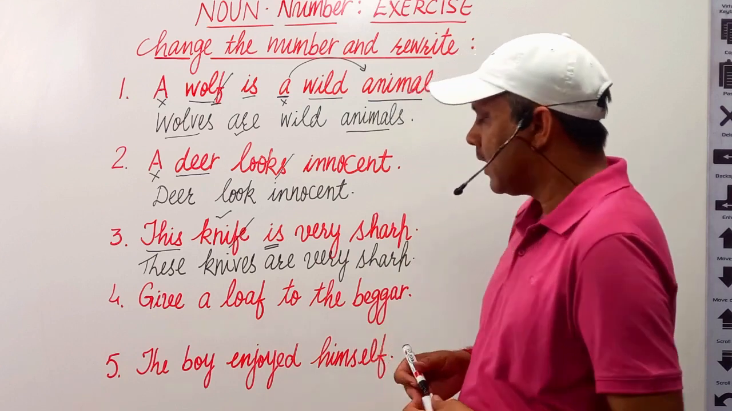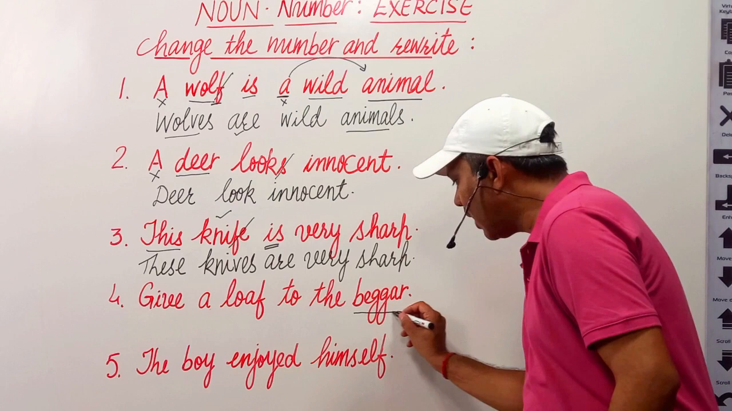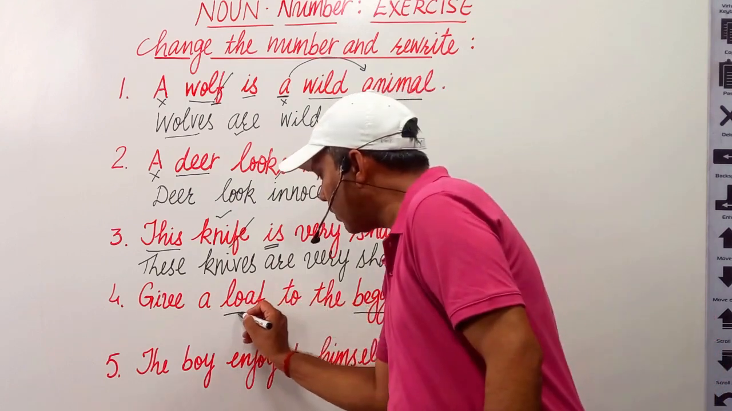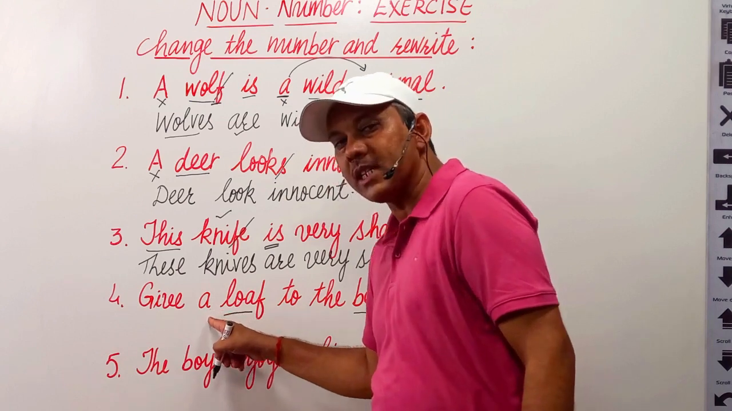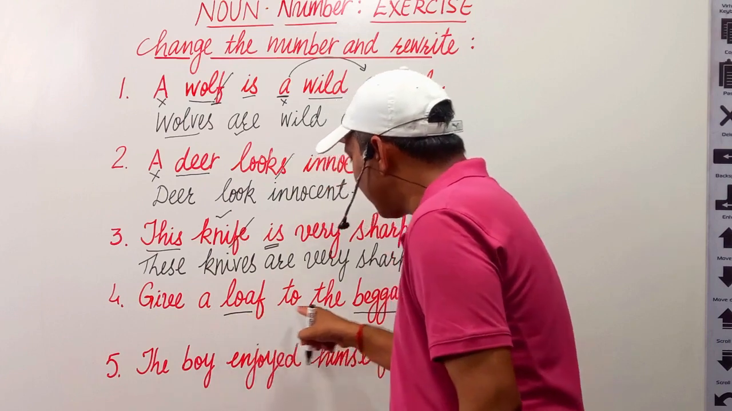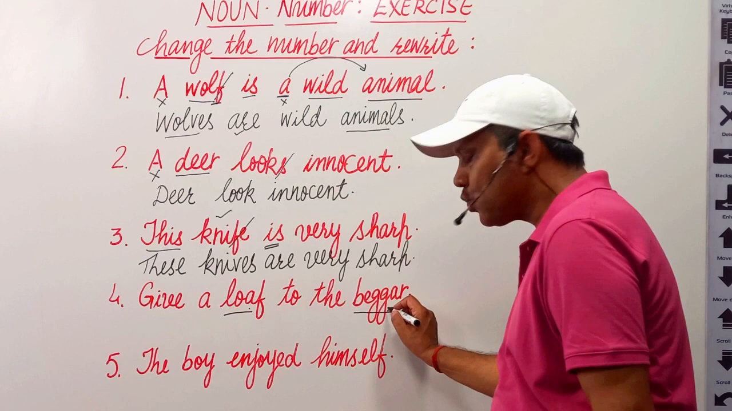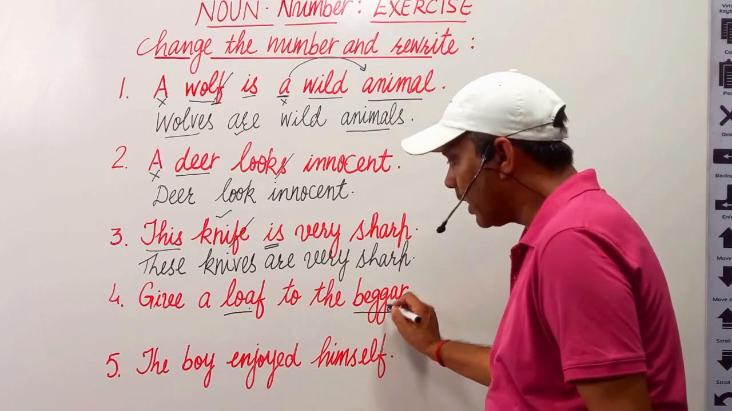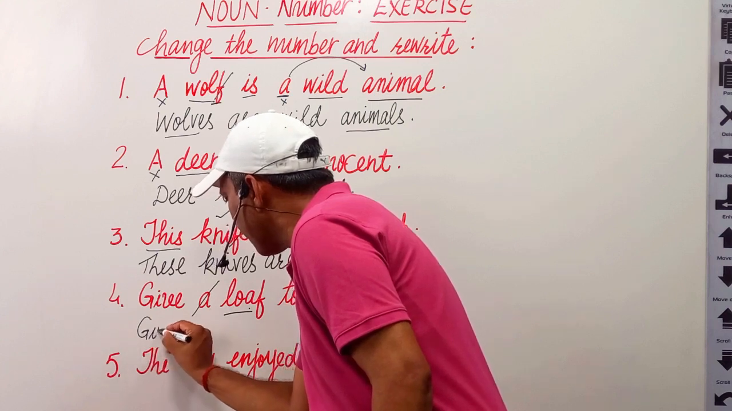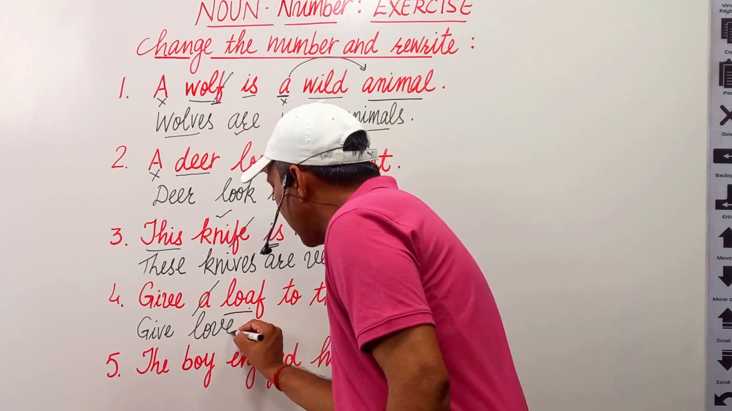And the next is: give a loaf to the beggar. Now loaf is a noun because it is preceded by an article a, and beggar is a noun because it is preceded by the article the. We have to change it into plural, and we have to change beggar into plural also. For example, we have to remove a: give loaves.